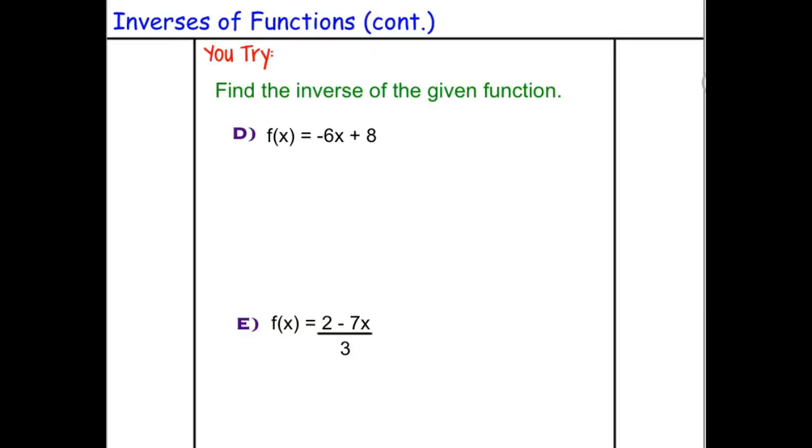So now, here are two functions. I want you to find the inverses of these two functions. And as always, questions come with you to class.